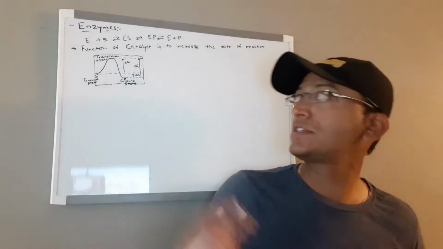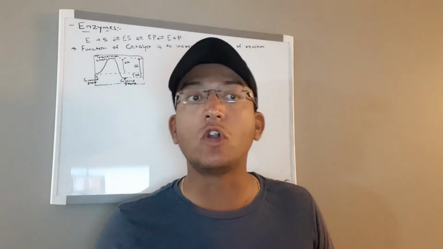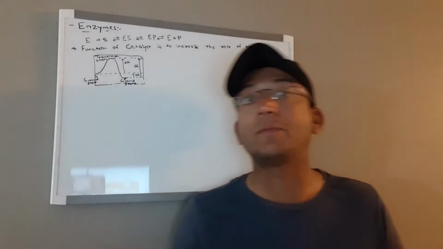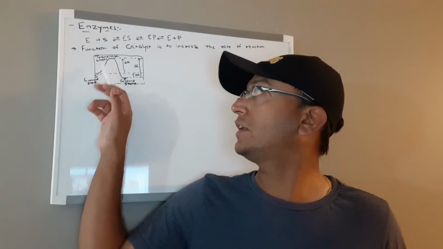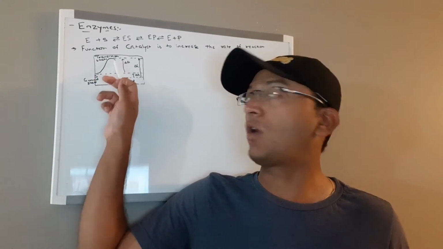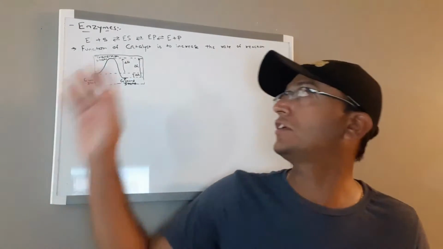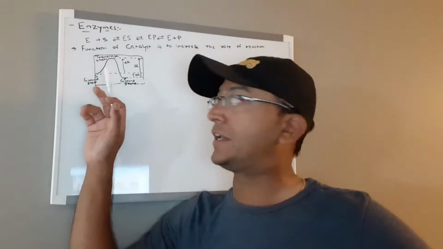The transition state is not a chemical species with any significant stability and should not be confused with the reaction intermediate, that is, ES or EP. It is not like enzyme and substrate here, or enzyme and product here. They should not be mixed. Reaction intermediates are different. This is just a transition state.